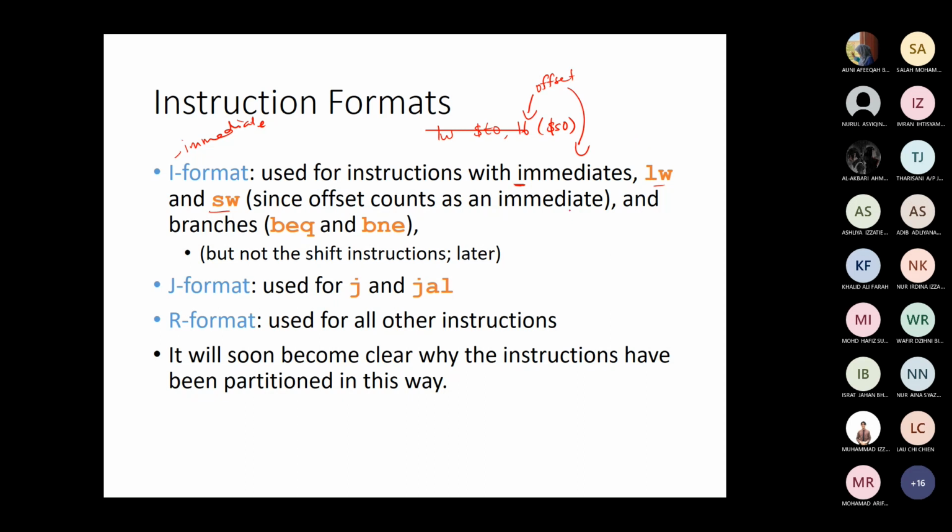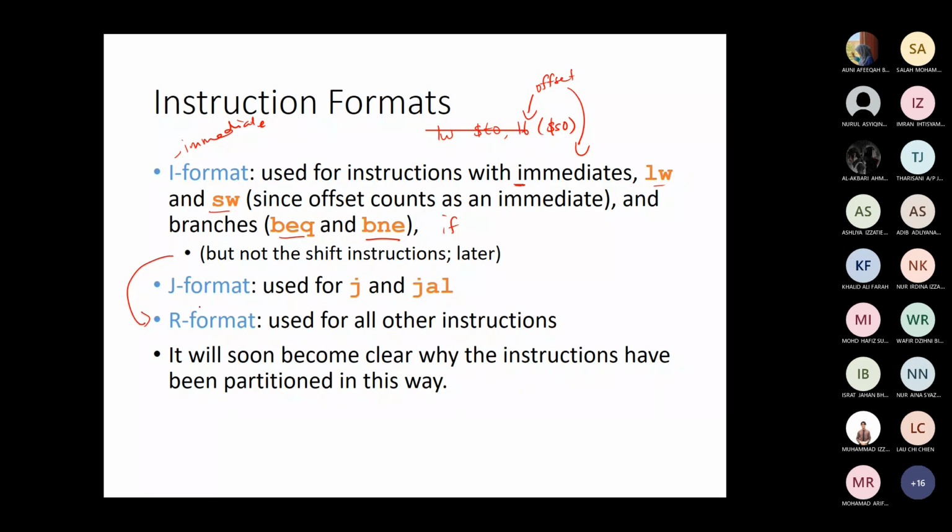Okay, and then we also consider branch. Branching means if, then, else, like that. So branches are considered I format. But not the shift instruction. So the shift instruction is not considered I format. Shift is considered R format actually.